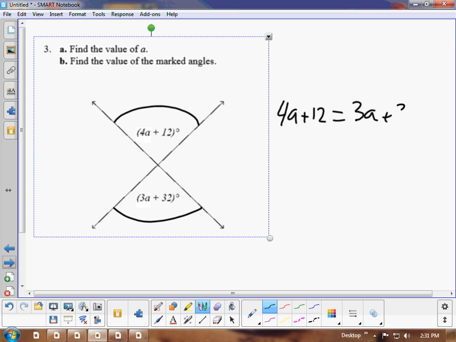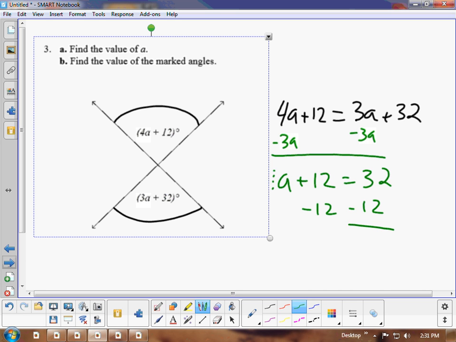And when you do that, you have variables on both sides. You're going to get the variables together. I'm going to bring the 3a over by subtraction, and you're going to get a plus 12. 4a minus 3a is 1a, but we don't write the 1. Equals 32. Subtract 12. And you get a equals 20.